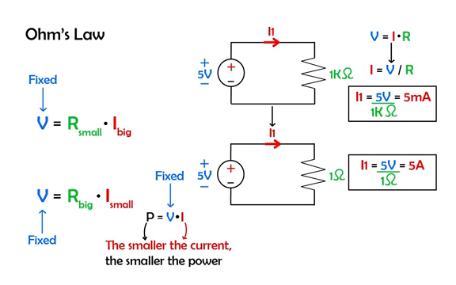Remember that power is equal to voltage times current. For a fixed voltage, if you want to minimize the power consumption, then you want to make the current as small as possible. And how do we make the current small? Yes, by making the resistance as high as possible.